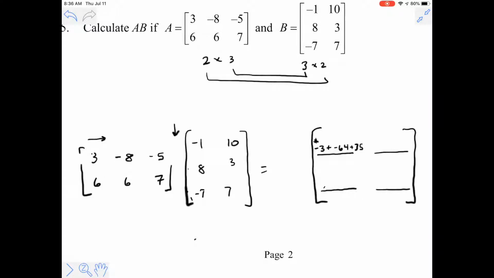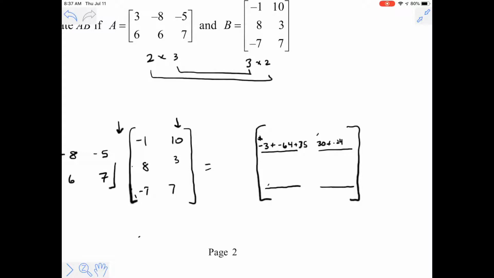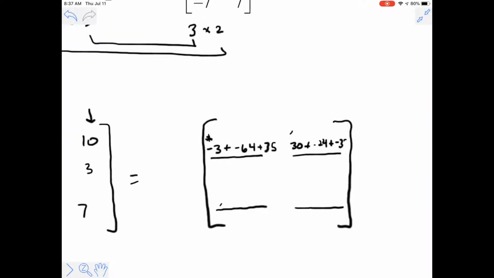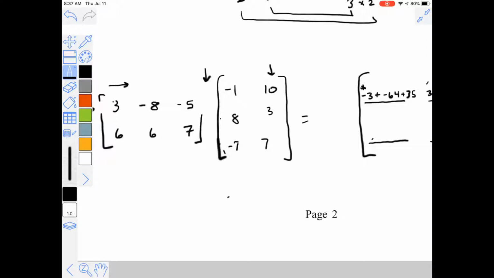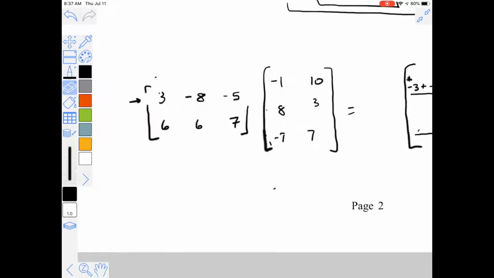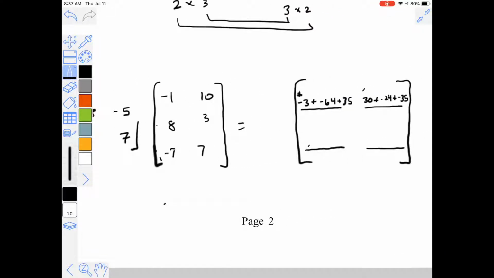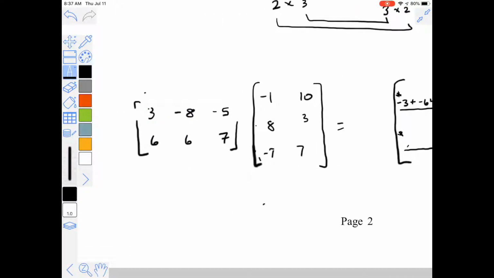So this entry right here is row 1, column 2. So I'm going to need row 1 and column 2. So we're going to go across the row and down the column. So 3 times 10 is 30. Negative 8 times 3 is negative 24. And negative 5 times 7 is negative 35.